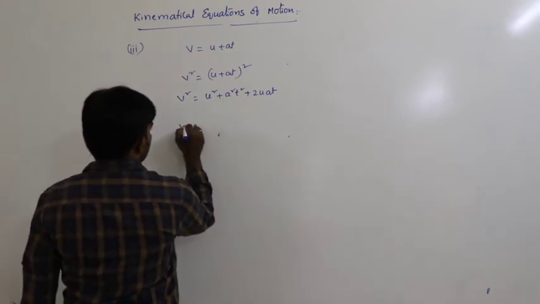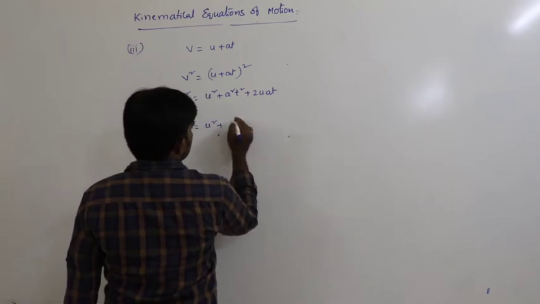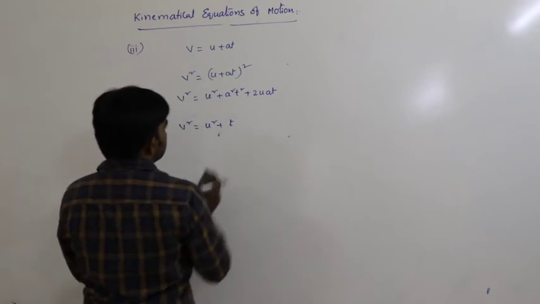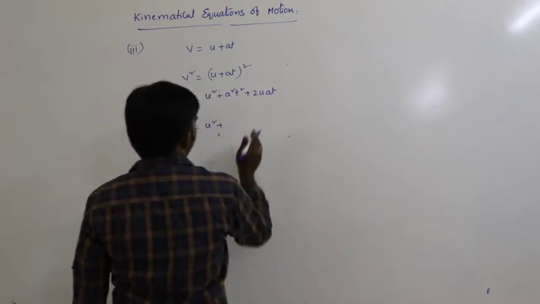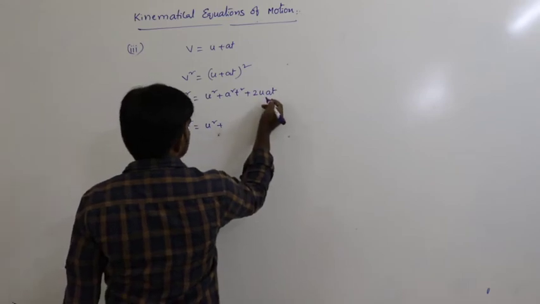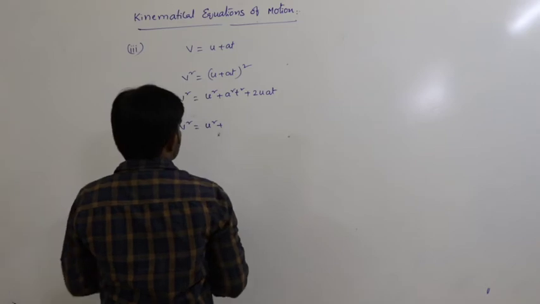So from this, v square is equals to u square plus a square t square plus 2uat, the (a plus b) whole square formula: a square plus b square plus 2ab.